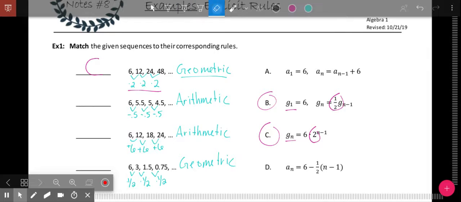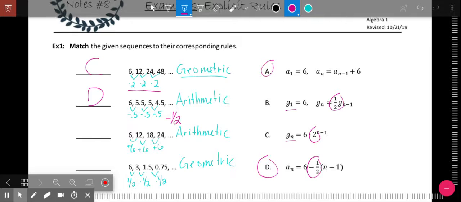The next one that we have is an arithmetic. And we are subtracting 0.5 every time, or we could say we're subtracting 1/2. So we need to find the arithmetic, so it's either going to be A or D, where we are subtracting 1/2 each time. Well, that's going to be D.